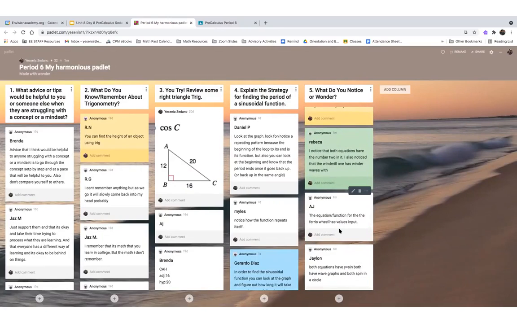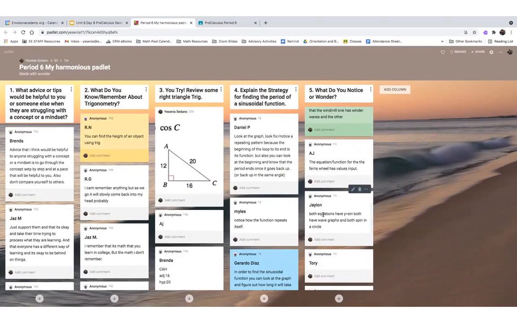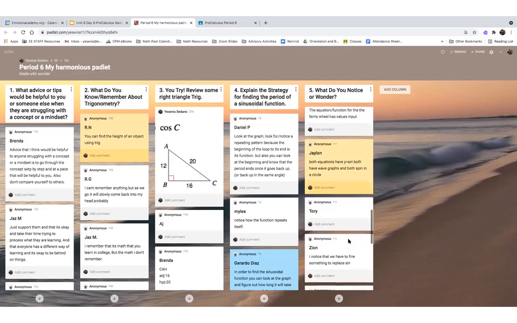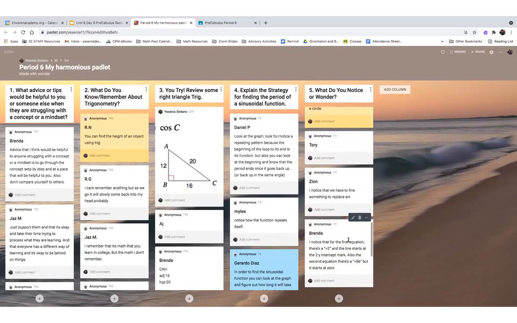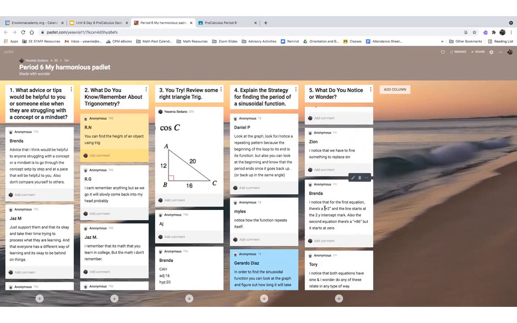All right, let's see. We got the Ferris wheel inputs. I want to definitely highlight this one here. The fact that they both spin on a circle is a new notice and wonder that I like. They both are spinning on a circle, Ferris wheel, windmill. So the motion of a circle. Oh, okay. So I like this one. For the first equation, there's a plus 2, and then for the second, there's a plus 86 at the end of it, if y'all notice that. And there's some wonderings about what they might represent.